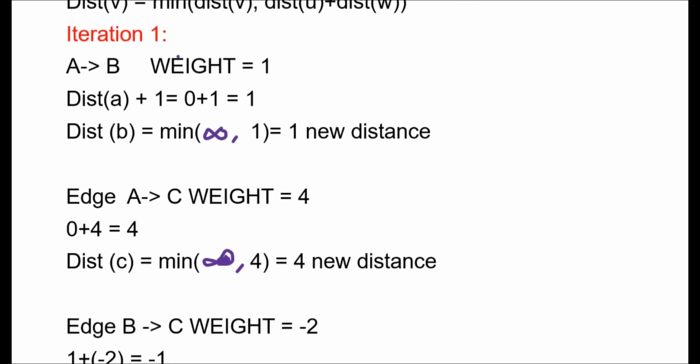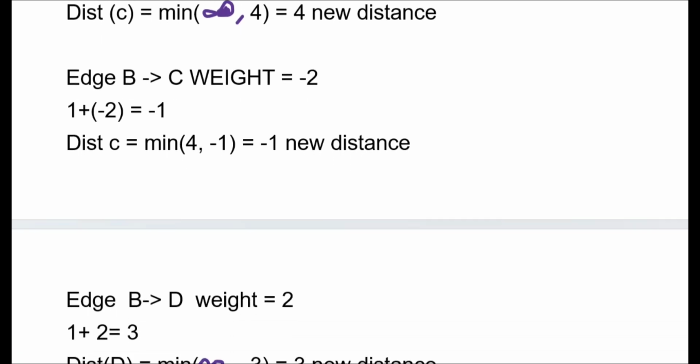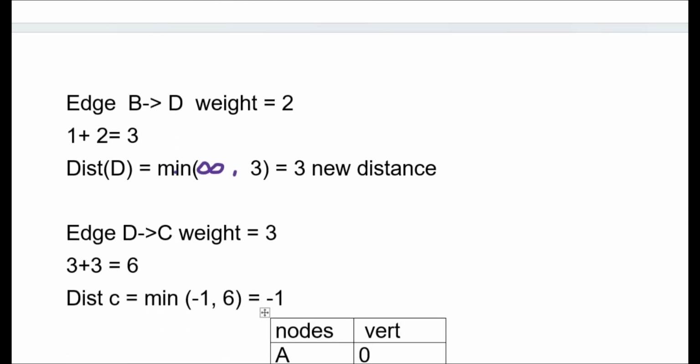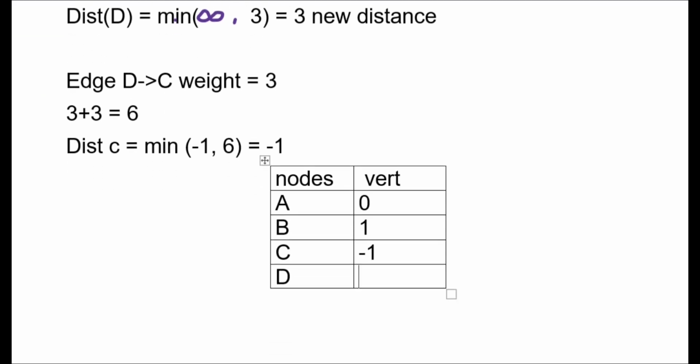Iteration 2. Relaxing edges again. At this point, we check if any further updates are possible. The key here is that if the distance to a vertex does not change during this iteration, it means the shortest path to that vertex has been found.